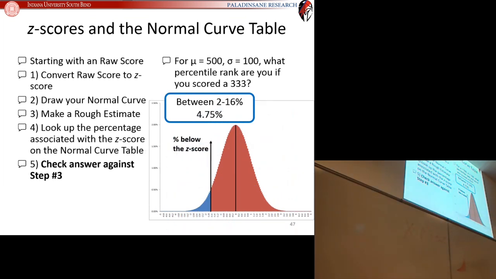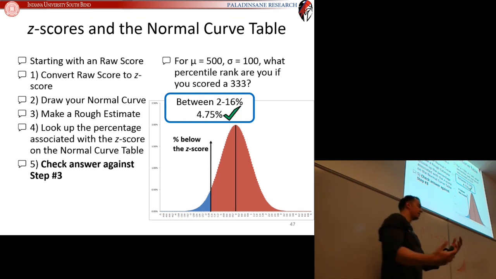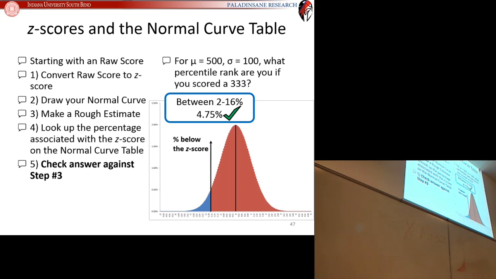So we check our answer against our estimate. 4.75 is our answer. That is between 2% and 16%. So we know we've done that one correctly, and we've answered that question. So in this case, if a particular individual scored 333 on their SATs, that means that they scored in the 4.75th percentile. That means that about 95% of the population scored higher than they did. That's a good indication to go back and redo your SAT.